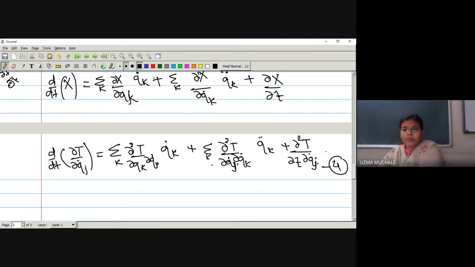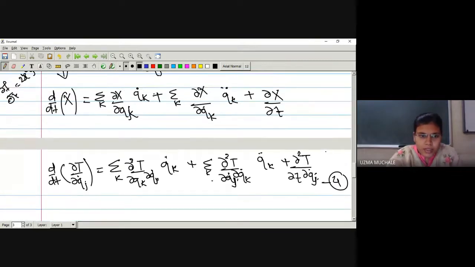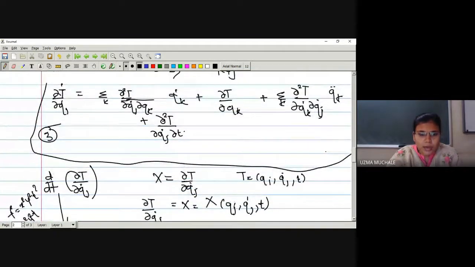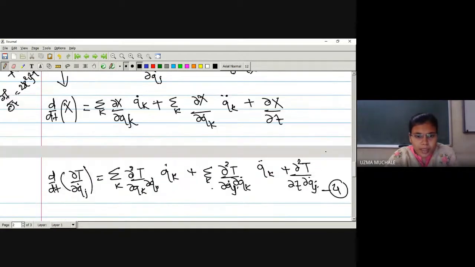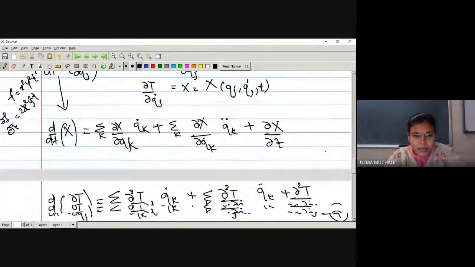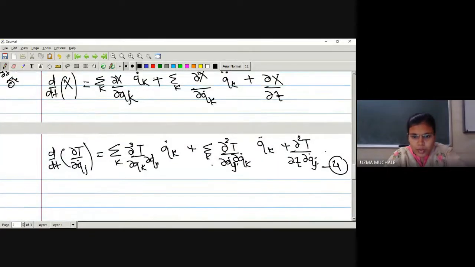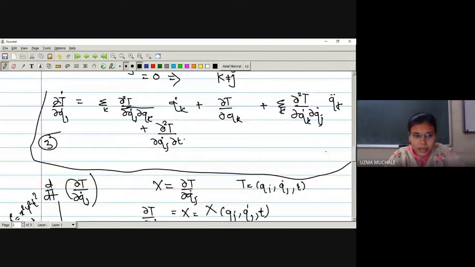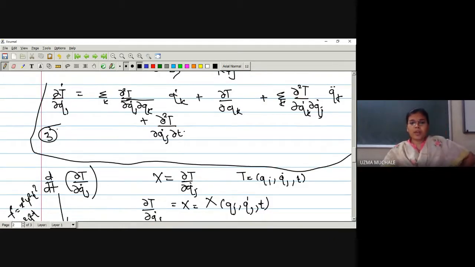Subtracting equation 4 from 3. What is our equation number 3? This is our equation number 3. So to have a simplification, we are going to subtract equation 4 from 3. This is equation 4 and this is our equation number 3. And if you see, many terms are same. First term is same, even second term is also same, rather third term is same. So we remain with only one term from equation 3. What is that term? Dou T by dou qk.